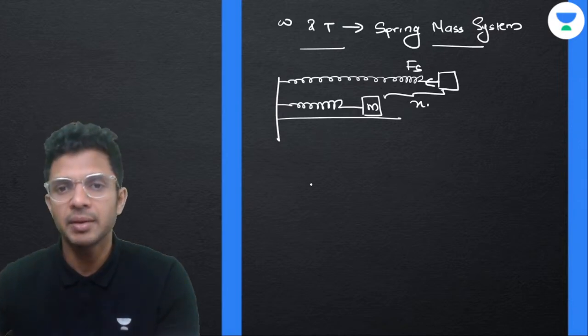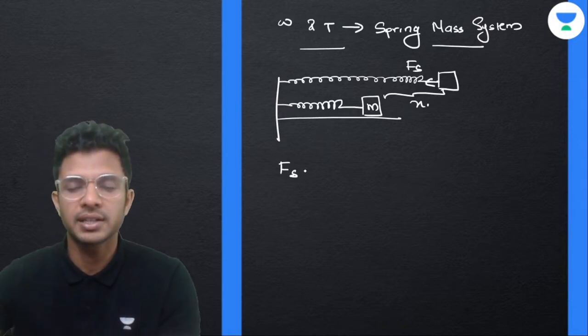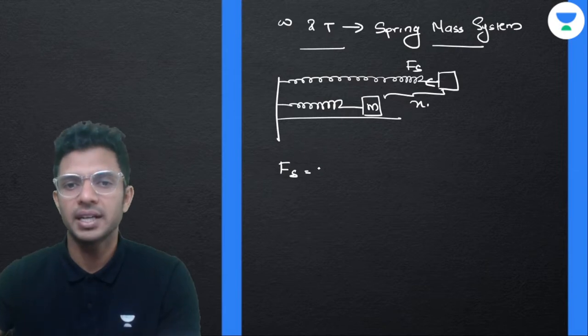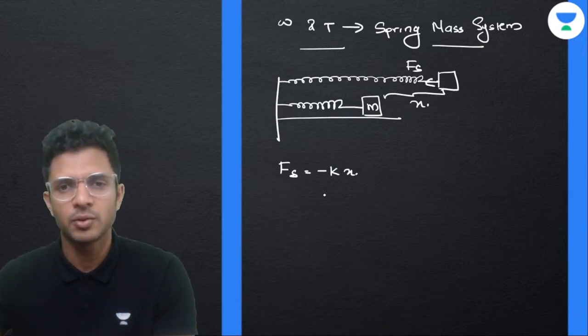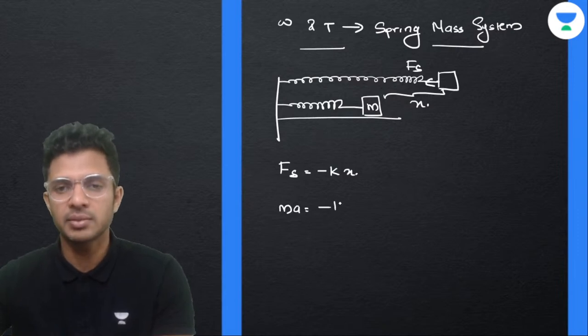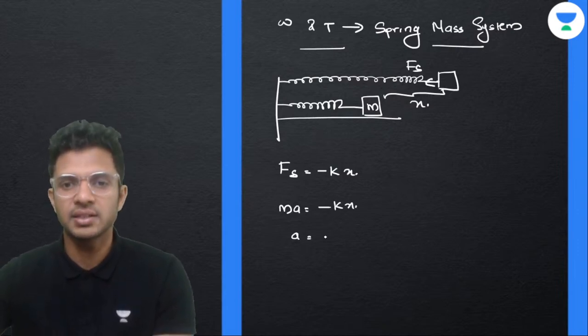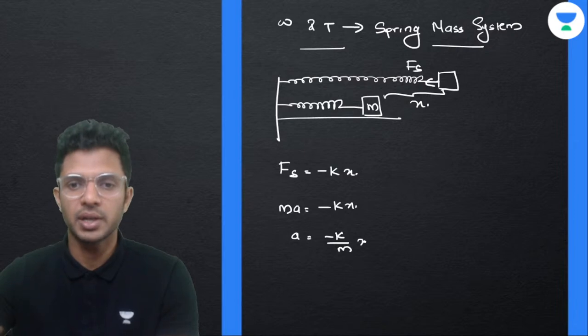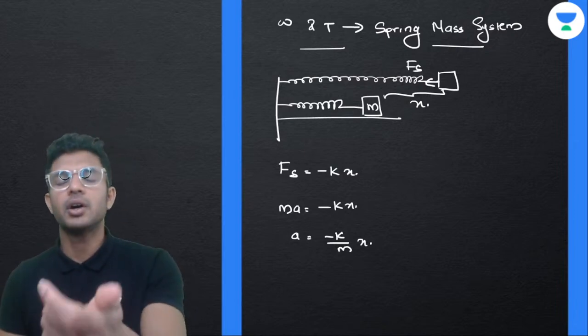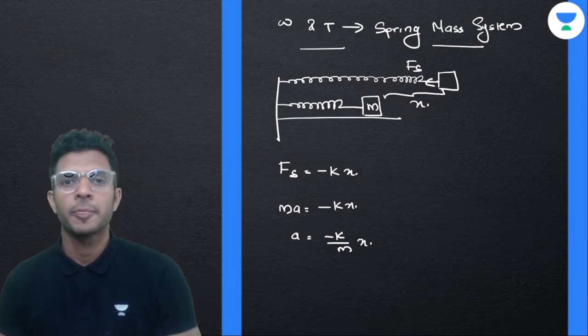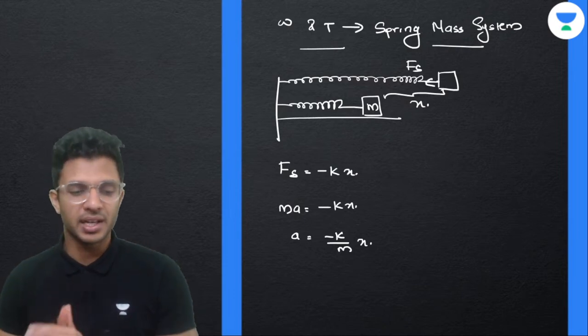Tell me, what is the formula for that spring force? Minus kx. If x is the displacement and k is the spring constant, the force is minus kx. We already know this from work, power, energy. The formula for force is m into a, that is minus kx, and acceleration is equal to minus k by m into x. We already derived this formula, but I did it once more for making the derivation for omega.